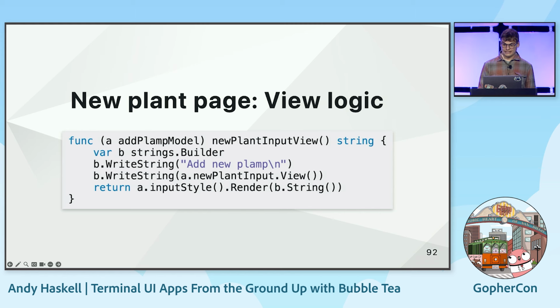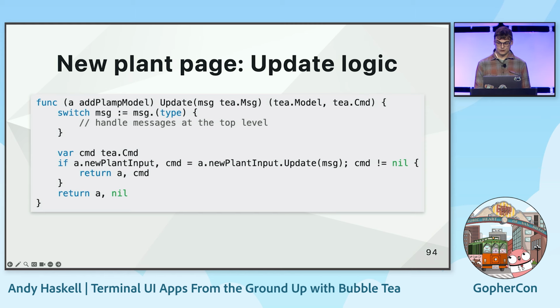Moving on to the new plant page's update method, we follow the same pattern as we had for the plant list page. In the top level page, we process a message, in this case, the key and window size messages, and then we pass the message to any subcomponents. In this case, just the new plant input box.